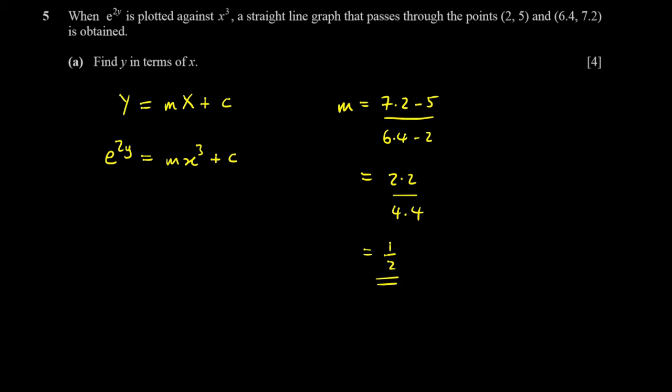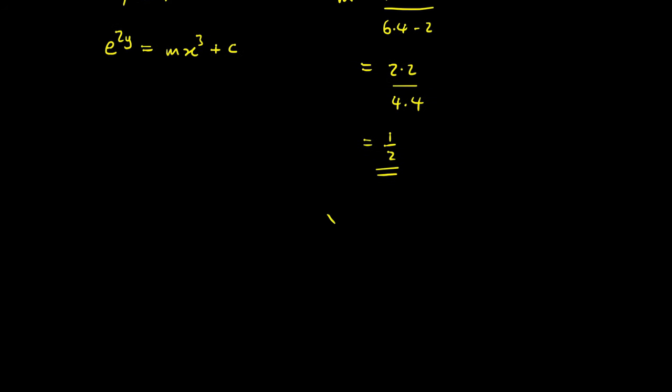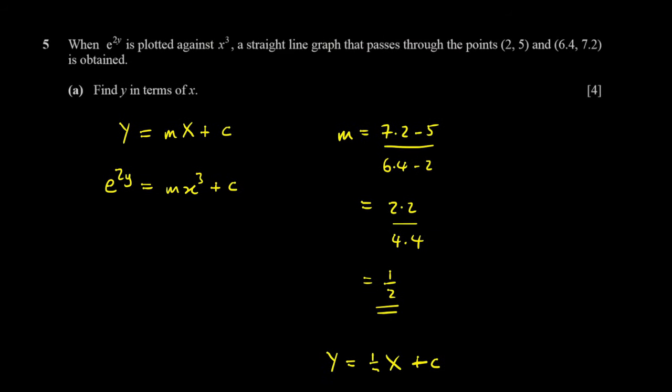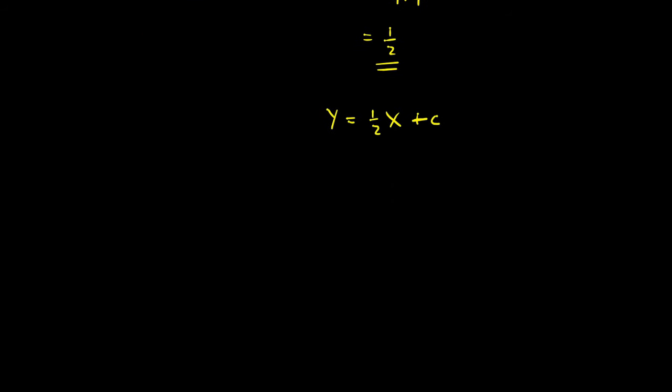Okay, so therefore what we've got is Y is equal to a half X plus c. And so if we want to find the y-intercept value, we substitute in a point. So I'm going to write that down. When x is equal to 2, y is equal to 5. And so 5 is equal to a half times 2 plus c. And a half times 2 is 1. 5 minus 1 is 4. So c is equal to 4.